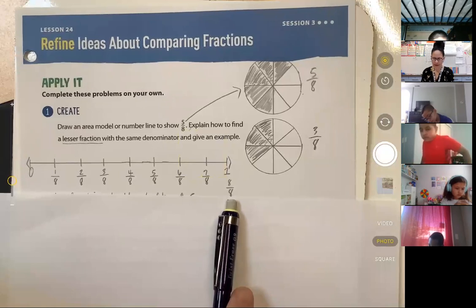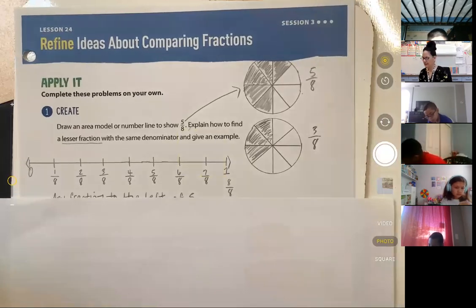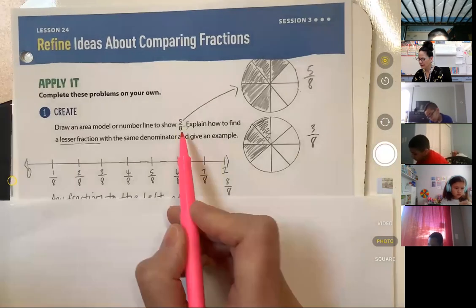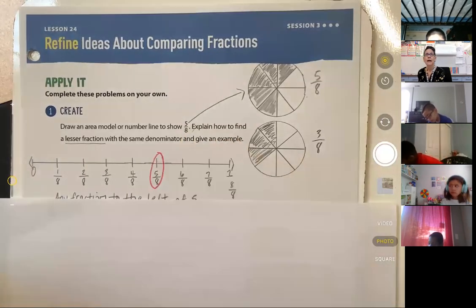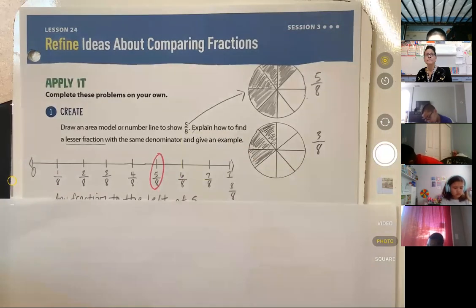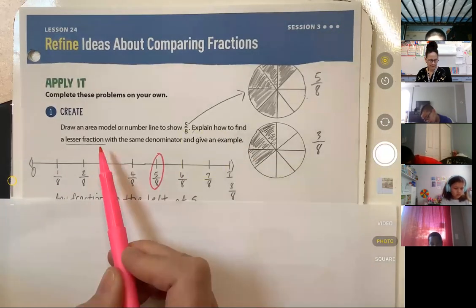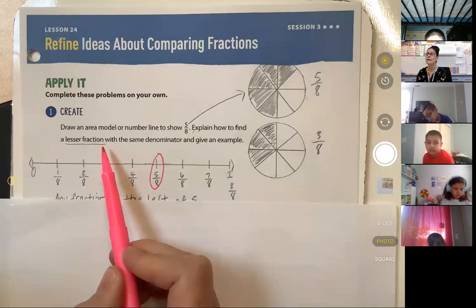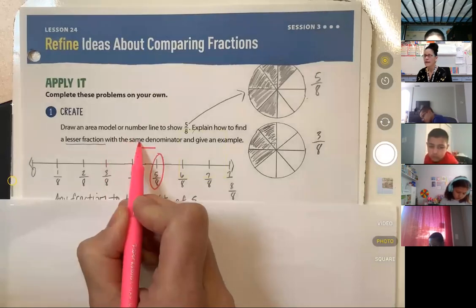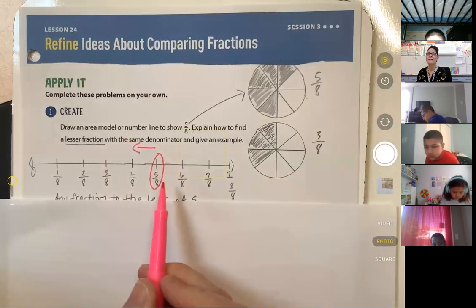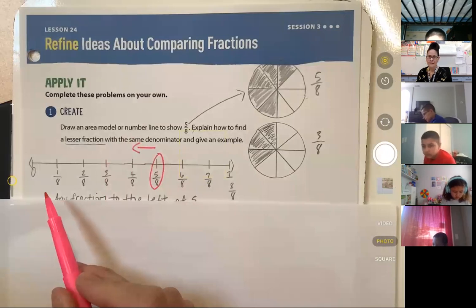So the two fractions that we're looking at here are the 5/8. Here's the 5/8. And we need a lesser fraction. A lesser fraction is going to be, of course, to the left. Anything left of 5/8 is less.